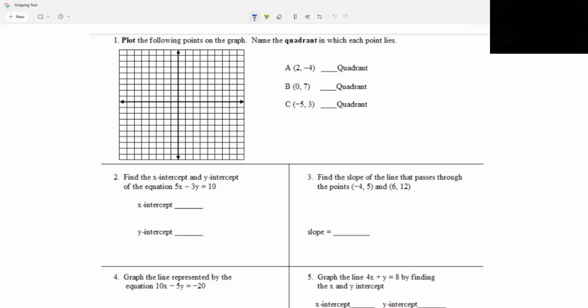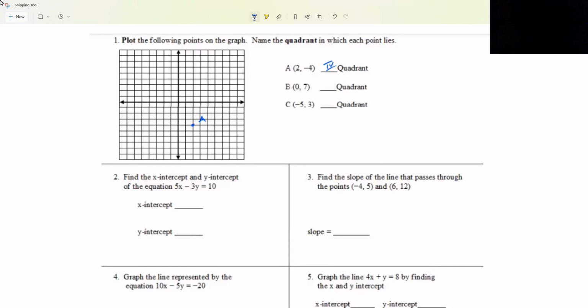So the first one here, I basically want you to plot these points and name the quadrant. Okay. So you just plot them. This is point A. So you're over here on the graph and start at the origin and then go over 2 and down 4. Make a point. Okay, that's point A, and that's in quadrant 4.